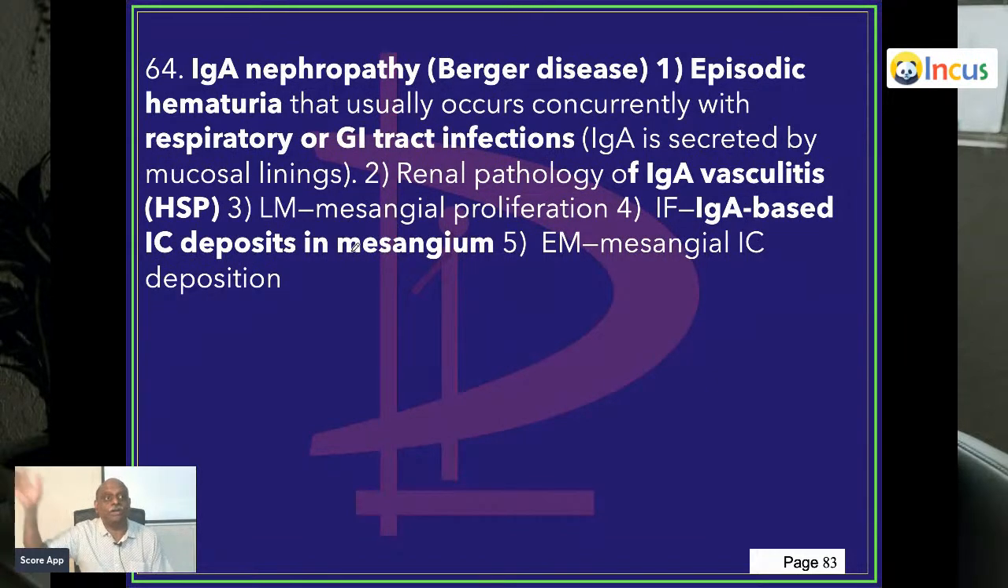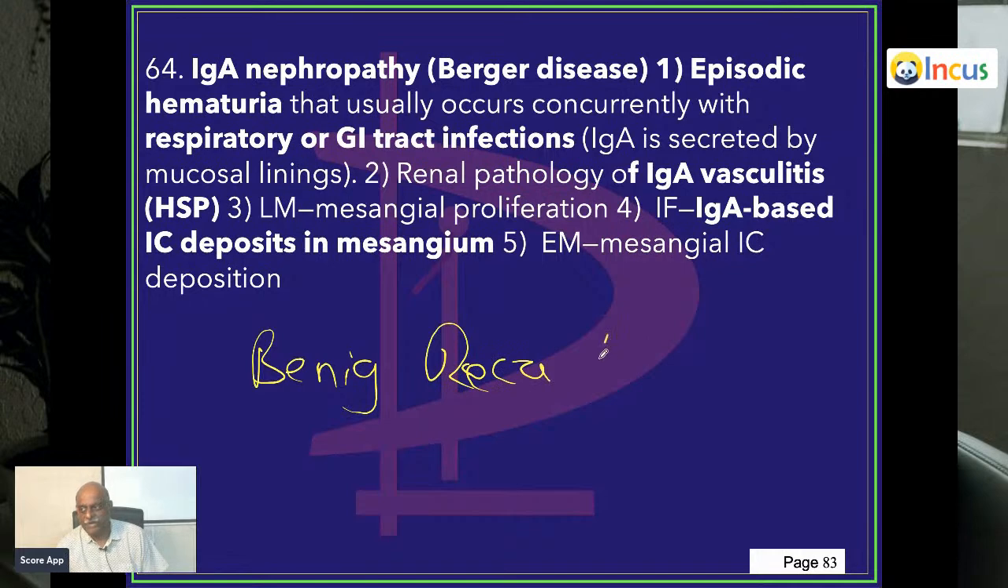Then once more, I had similar sore throat. Once more, within 2 to 3 days, hematuria. Once more resolved. Now once more he came to you. That's the reason you remember. Benign, recurrent hematuria. Most common cause is IgA nephropathy.